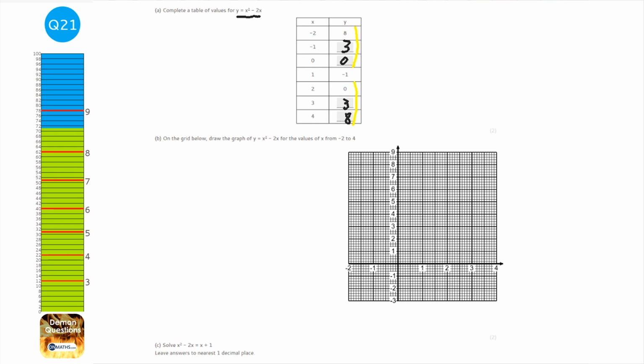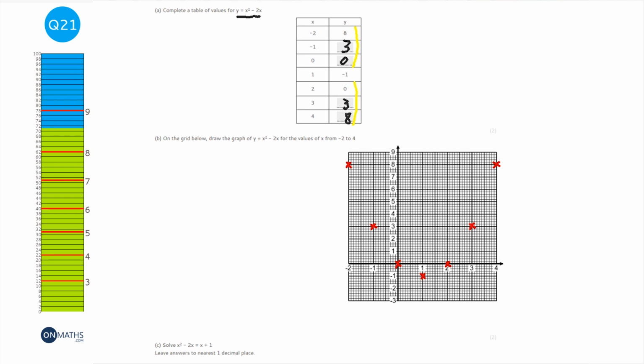Okay, next thing we're going to do is plot this on the graph. So minus 2, 8. That's going to go here. Minus 1, 3. 0, 0. 1, minus 1. 2, 0. 3, 3, 4, 8. If it's a quadratic, it should be nice and symmetrical, which mine is. If you've got one that looks out of place, then just double check that you've done the calculations right.